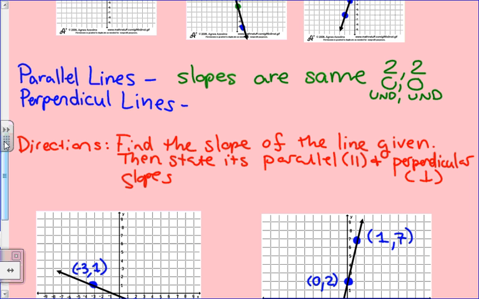Okay, perpendicular lines though. If my one arm is increasing, the other arm is decreasing. So their slopes must be opposite. One must be positive, one must be negative. So we write that down. Not only that, but we have to completely invert the fraction. What do you call an inverted fraction? A reciprocal. So they must be opposite and reciprocal.